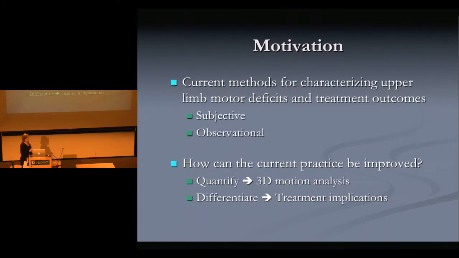So, cerebral palsy, I think I've demonstrated that it presents a clear problem in a large number of preterm children and varies in severity and type of associated movement disorder. The current methods that are used to characterize upper limb deficits and treatment outcomes, however, are primarily subjective and observational, meaning they require a clinician to observe the child perform a number of tasks.